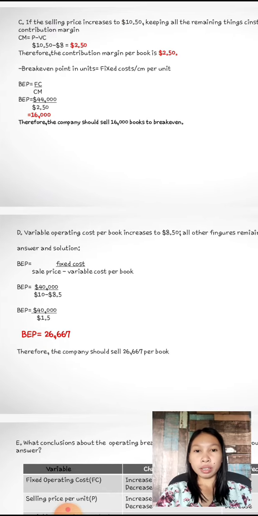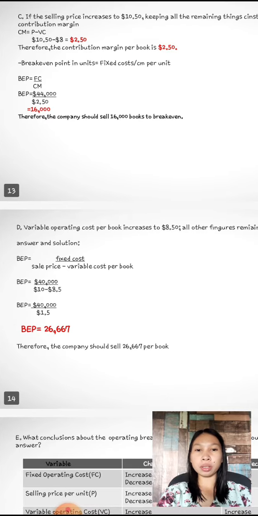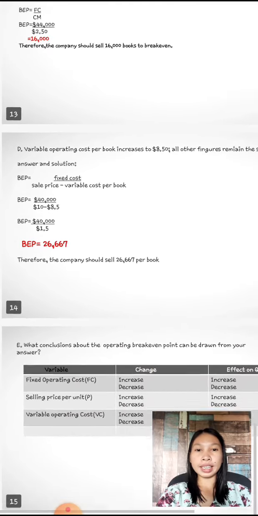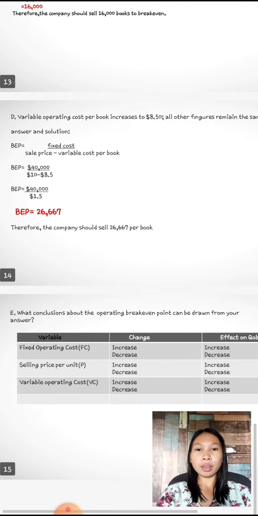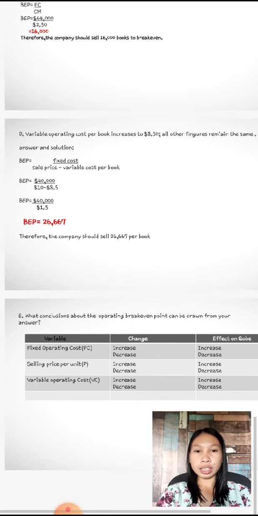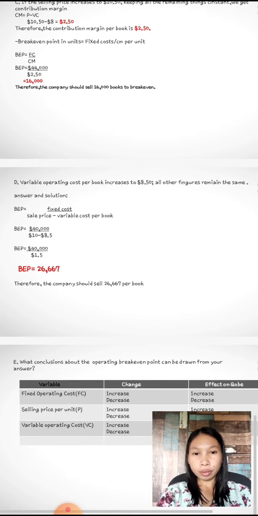The break-even point in units is fixed costs divided by CM per unit. The formula is BEP = FC / CM, so BEP is $44,000 divided by $2.50, which equals 17,600 books. Therefore, the company should sell 17,600 books to break even. D: the variable operating cost per book increases to $8.50. All other figures remain the same.